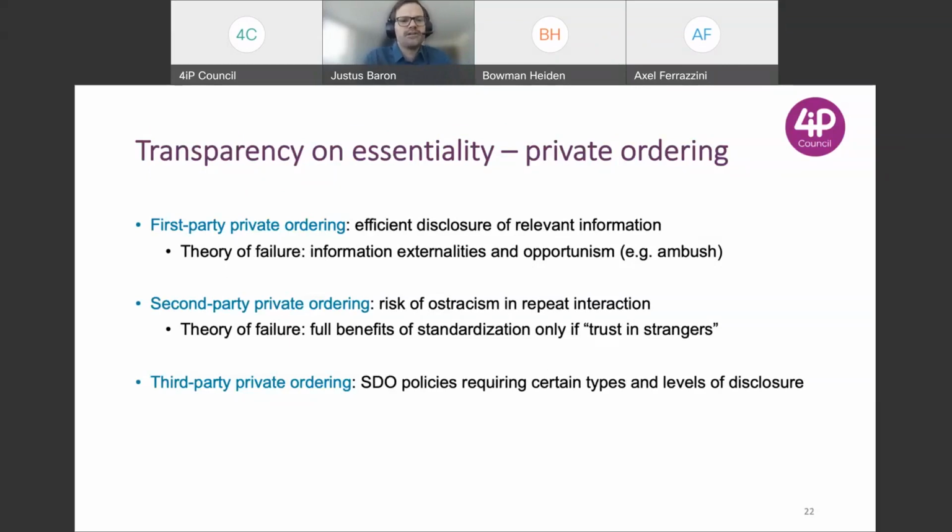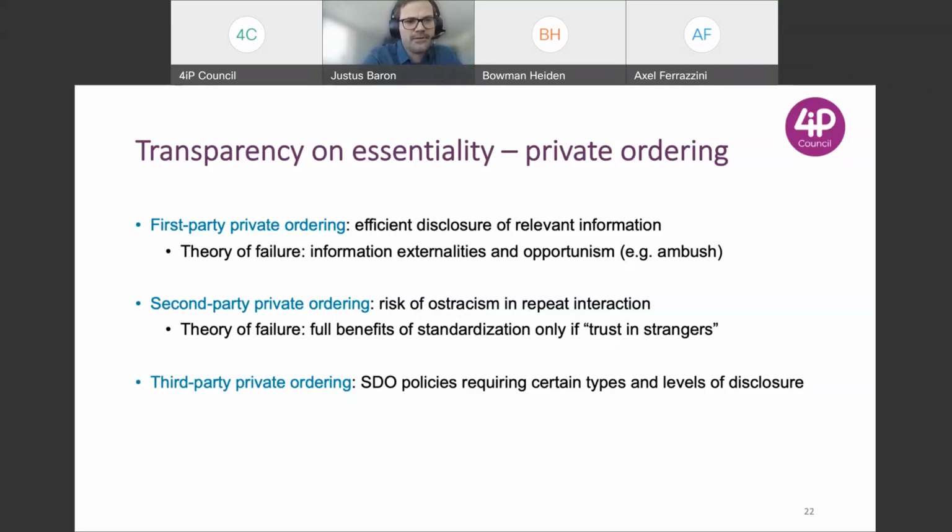The first is transparency on the essentiality of potentially standard essential patents. Which is one important aspect, not the only one, of this transparency of SEP exposures. And there's a hierarchy of layers of private ordering that intervene in determining how much information on essentiality is revealed. First, there's companies' own incentives to disclose relevant information about their own SEP portfolios. Companies that try to offer SEP licenses have at least some degree of interest or incentive in providing potential licensees with information about these SEP portfolios, as they want to motivate these parties to get a license for that. There are widely known and well understood potential reasons why these incentives might fall short.